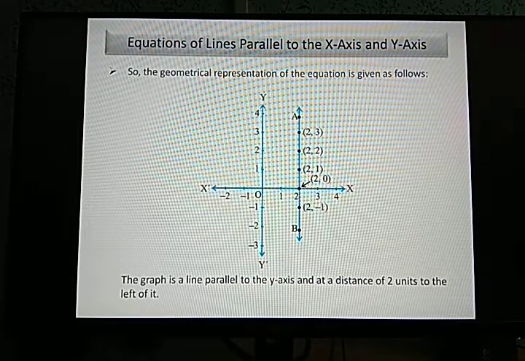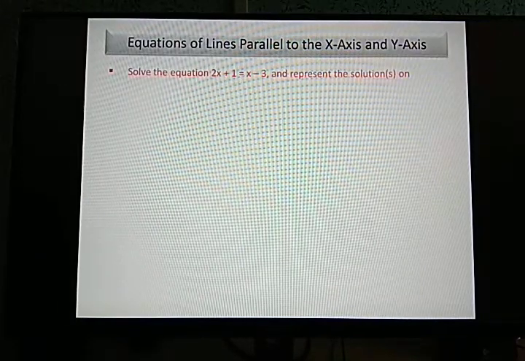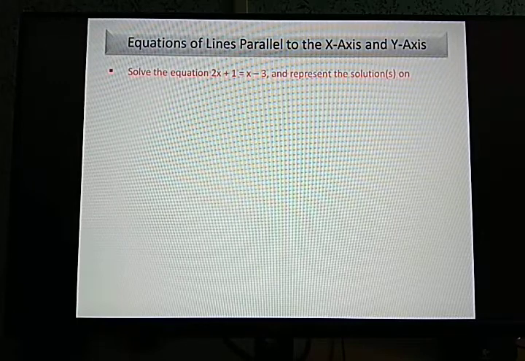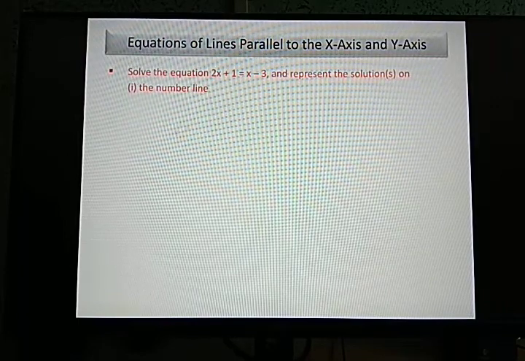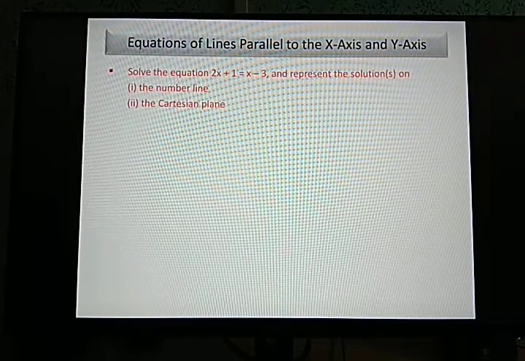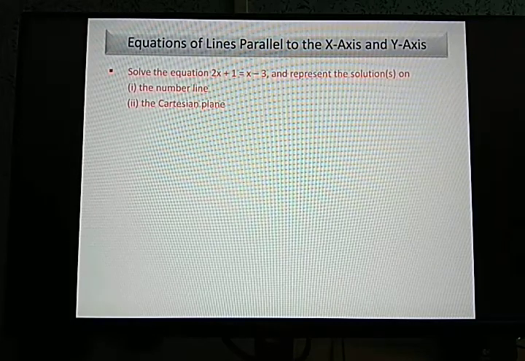Clear? Now moving on to our next question. Here we have to solve the equation given to us and represent the solution in one variable as well as in two variables. Sometimes the question may come written as in terms of one variable and two variables, or sometimes it may come in this way.